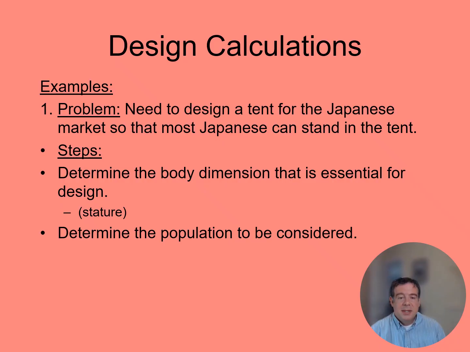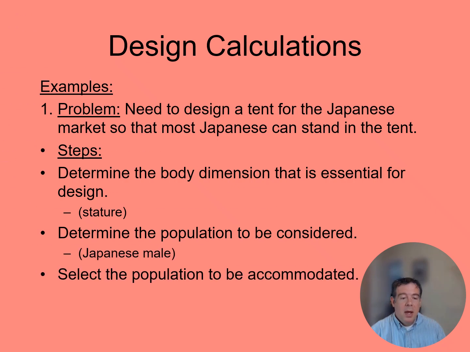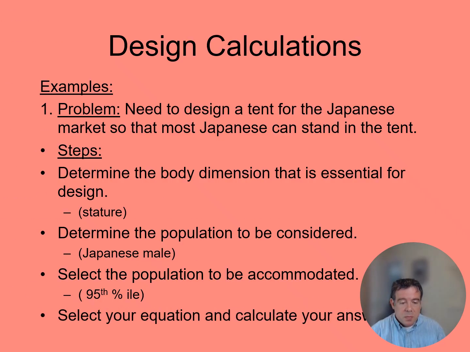So our steps are to determine the body dimensions essential for the design. So probably bottom of the feet to the top, so the height. Determine the population to be considered. So again, that's kind of a clearance, so we're going to take the tallest, which is usually male. Select the population to be accommodated. So we're at that 95th percentile for that tallest. And then we can do our calculations.